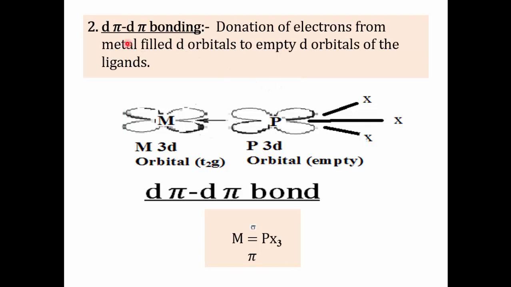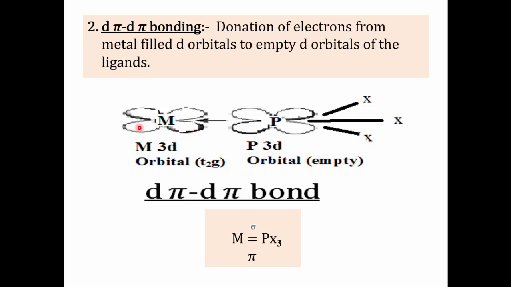This is second one, d pi bonding. In case of this, what happened? There is overlap of filled d orbital of metal with empty d orbital of ligand. Here which orbital is used from ligand? D orbital, which is empty. D orbital of ligand. So there is donation of electron from metal filled d orbital to empty d orbital of the ligand.